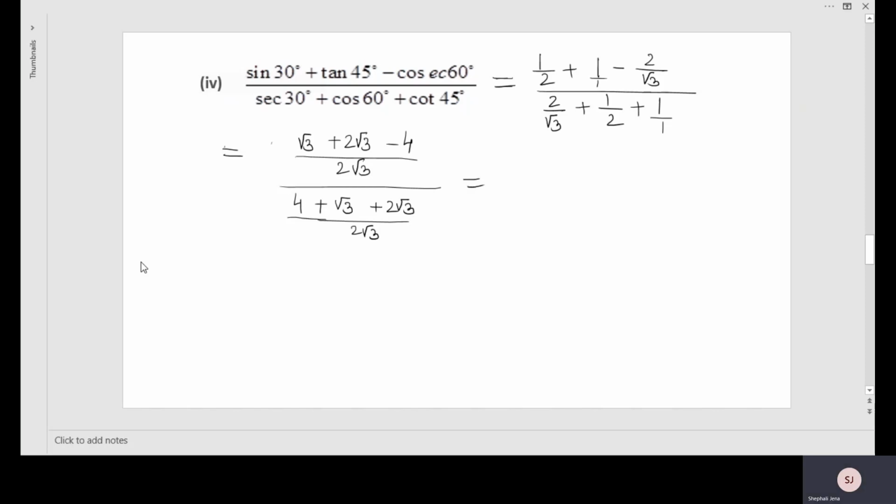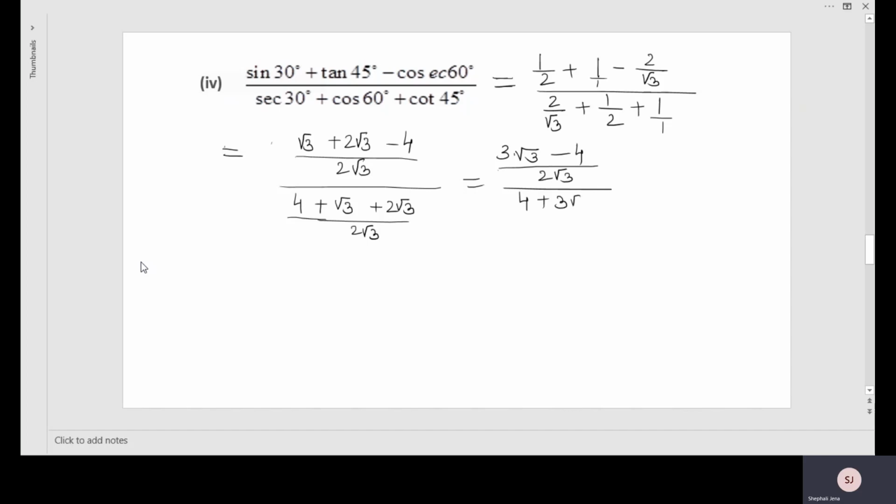Now fractional division. In the lower fraction, the denominator goes to the numerator and the numerator goes to the denominator, so you should arrange that. Root 3 plus 2 root 3 is 3 root 3, just as 2x plus x is 3x. These are like terms, so we can add them and find their answer.